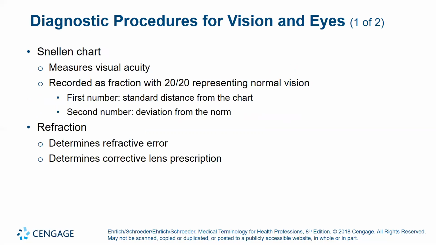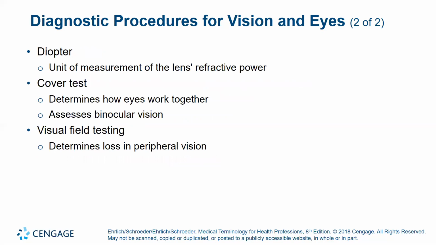Let's take a look at some diagnostic procedures for vision and eyes. With a Snellen chart, this measures visual acuity. We have refraction. It determines refractive error. Also determines corrective lens prescriptions. We have diopter, a unit of measurement of lens refractive power. We have the cover test. This assesses binocular vision. And then we have visual field testing, determines loss in peripheral vision.